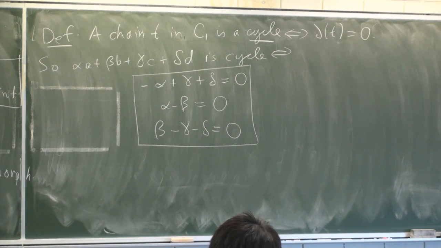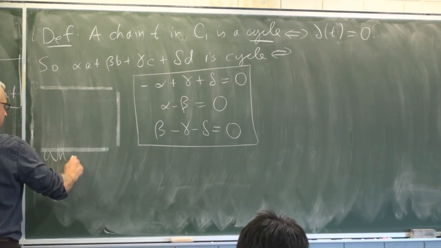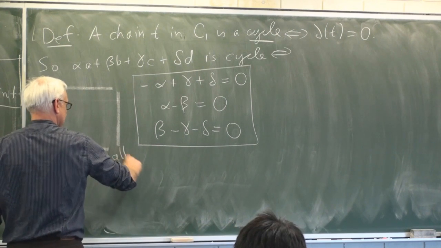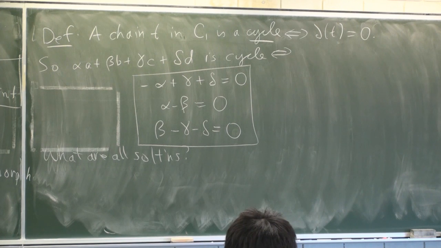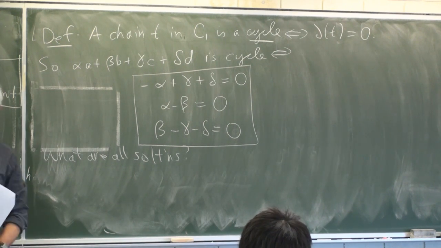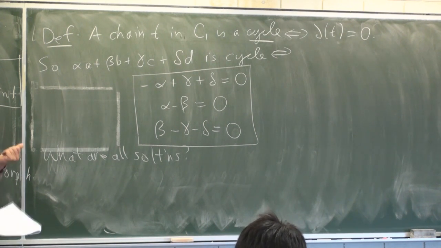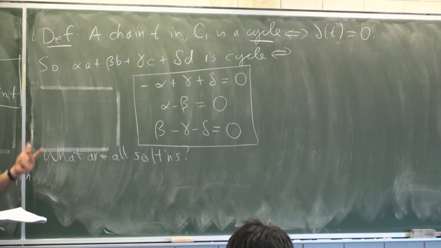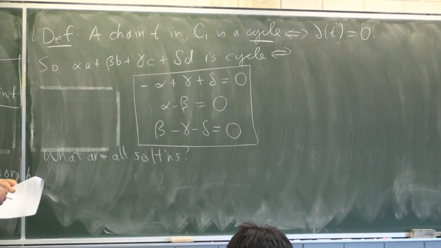So natural question is, well, what are all the cycles then? What are all the possible solutions to this system of equations? All these numbers are integers. What are all the solutions? Well, from first year, we know how to solve a system of equations. So let's do that. This is a system of equations in four variables, alpha, beta, gamma, and delta. We know that to solve it, what we need to do is write down an augmented matrix and row reduce that.